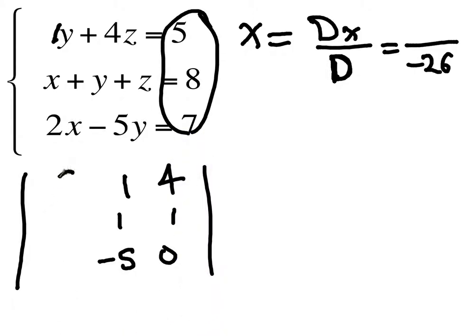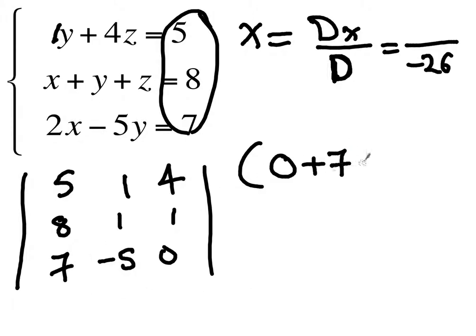Okay, so that's 5, 8, 7. Let's do the same thing. 5 times 1 times 0 is still 0. 1 times 1 times 7 is now 7. 4 times negative 5 is negative 20, times 8 is negative 160. So if you want to pause this and do these calculations a different way, you can. But I'm going to go the opposite direction now.